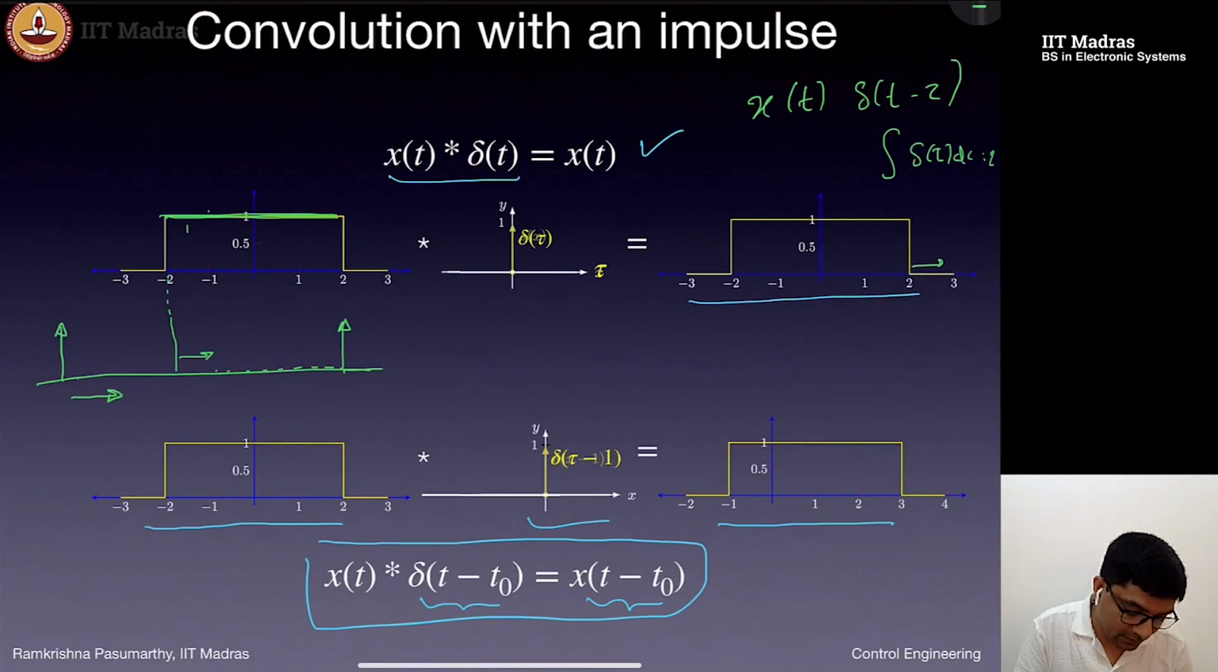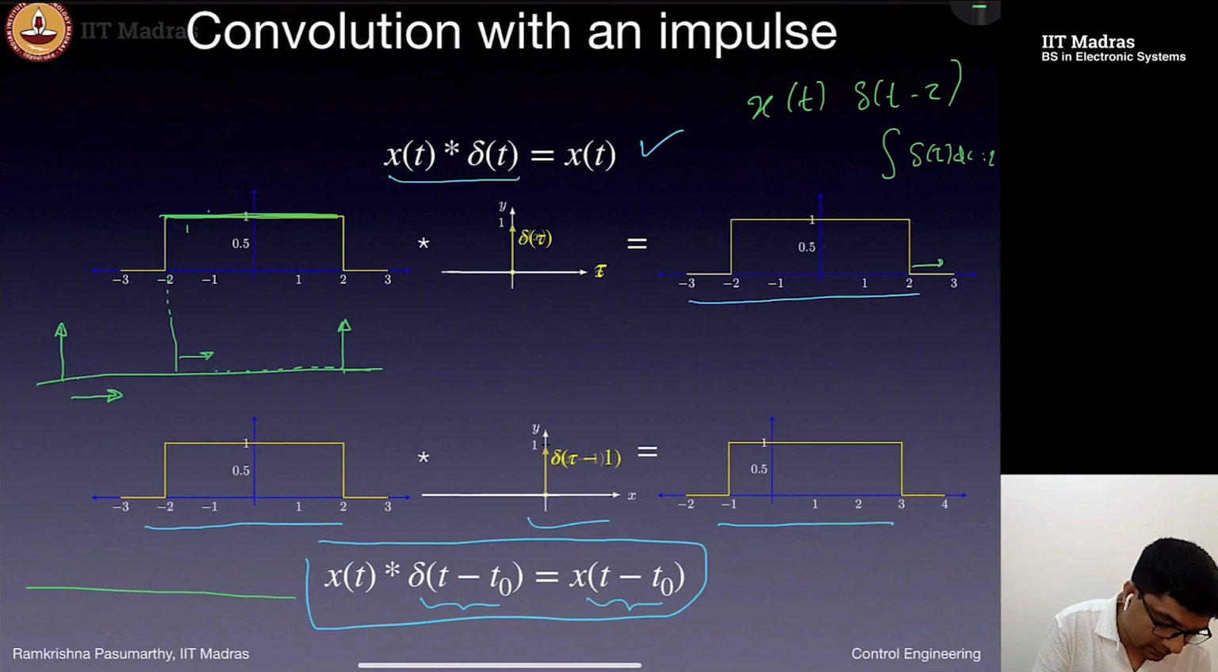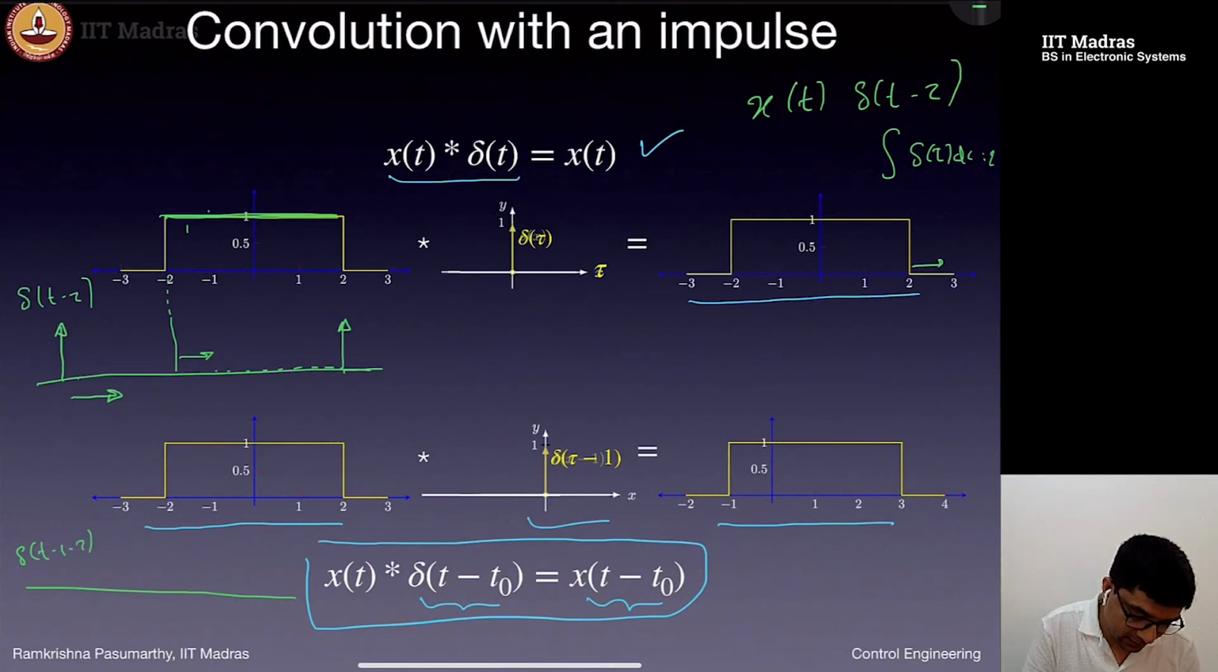Okay, same thing happens in the second case, just that now it is delayed. So this is delta t minus tau. Now this is delta t minus 1 minus tau. So in this case, the delta reaches at t equal to minus 2, if I may say so, but here it will reach a second later.